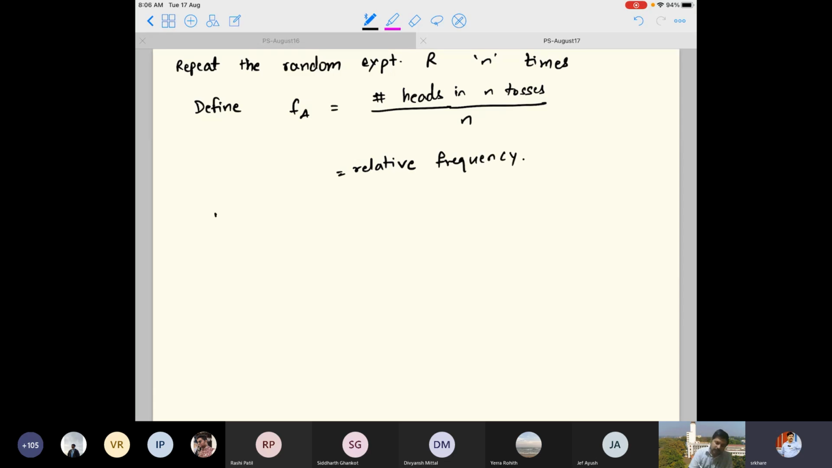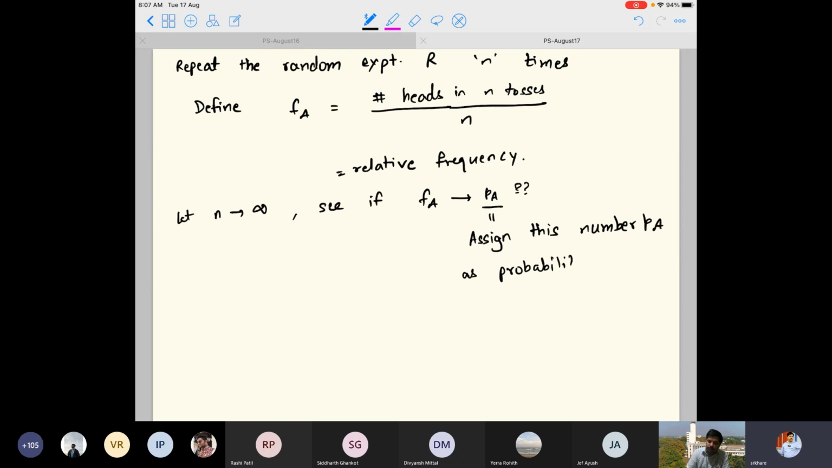And then the idea was you let this n go to infinity and see if this number fA converges to some number. Let us call it pA. The suspicion, the intuition, was that as you increase n, this is what is going to happen. If this fA converges to some number pA, then assign this number pA as the probability of A, or the probability of observing head.